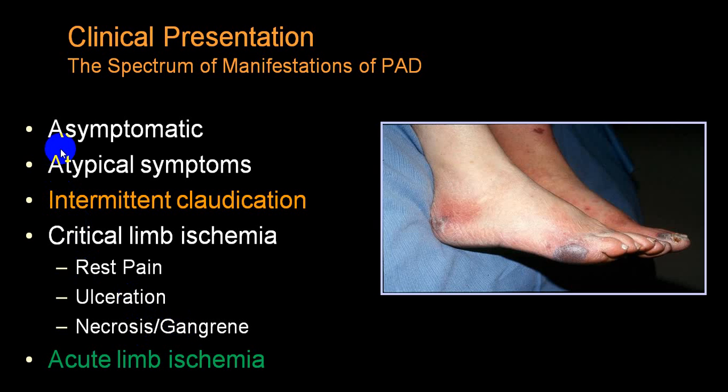But occasionally a person from asymptomatic can directly go into acute limb ischemia. Not very common, but when embolism takes place, very common. Or because of rupture of an aneurysm or because of dissection, etc.